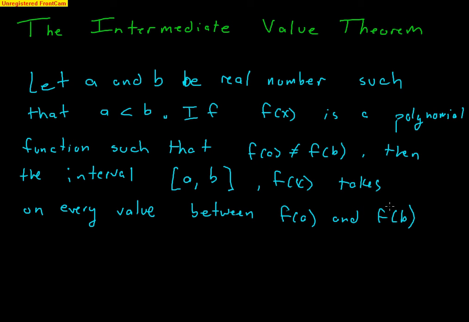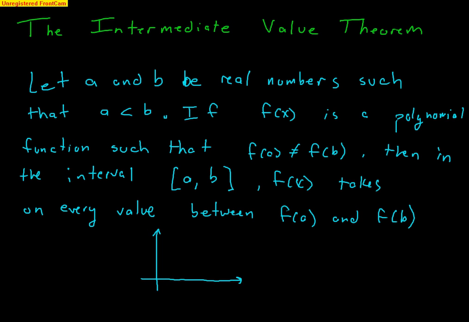Now, you might be like, what? Take a moment, pause if you have to write that down. Let a and b be real numbers, such that a is less than b. If f of x is a polynomial function such that f of a does not equal f of b, then in the interval from a to b, f of x takes on every value between f of a and f of b. Now let me explain this with a very simple picture.